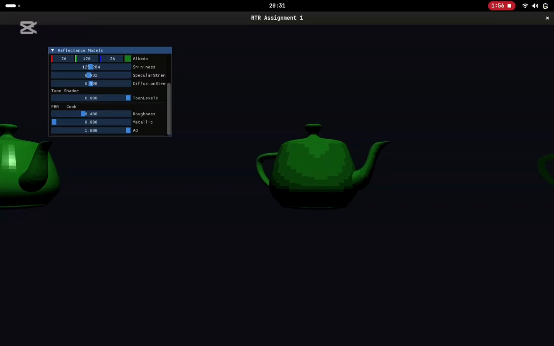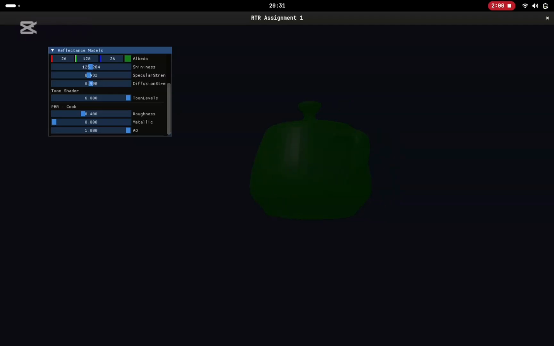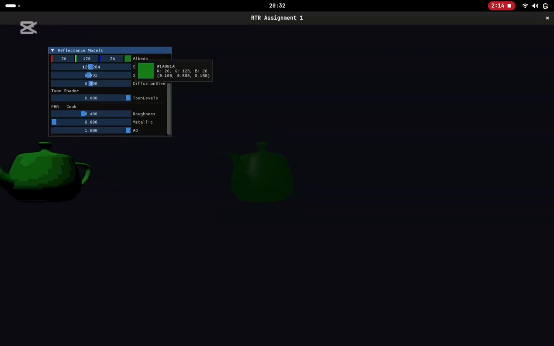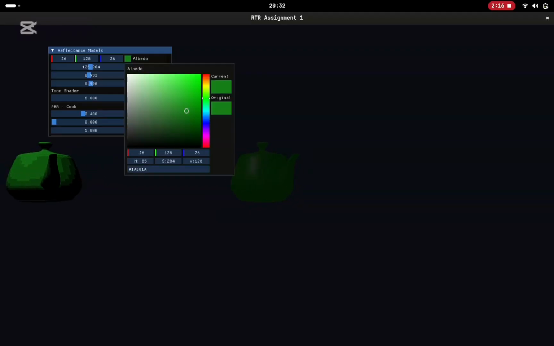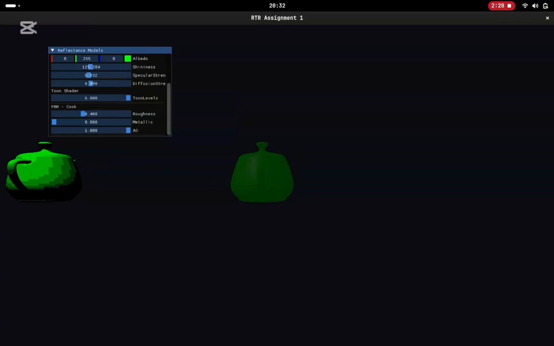Moving to the next one, which is my Cook illumination model, because the light is very far away from the model, it looks very dark here, and in order for us to actually see the effects of my different parameters changing, I am going to go ahead and make it a little brighter green for us to actually see when the parameters are going to change. So the two parameters that we're going to work with are roughness and metallic.